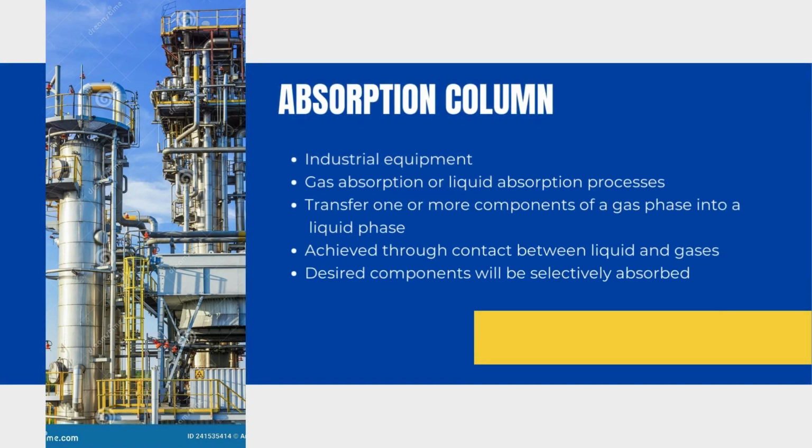First of all, I will give some brief introduction about the adsorption column. So, what is the adsorption column? This is an industrial equipment used in plants, which is mainly used for gas absorption or liquid absorption processes. So, how does it work? It transfers one or more components of a gas phase into a liquid phase. It is achieved through contact between liquid and gases, so that the desired components will be selectively adsorbed.